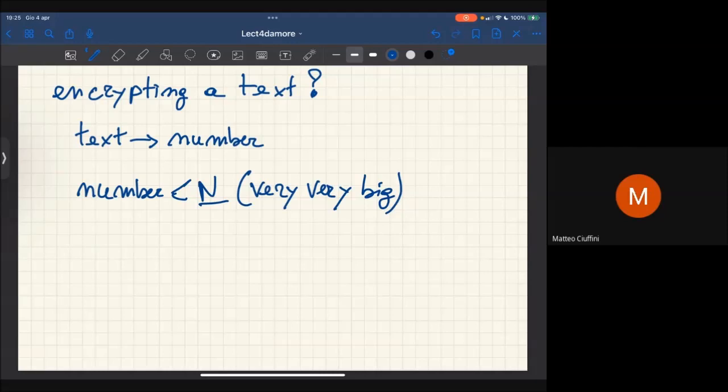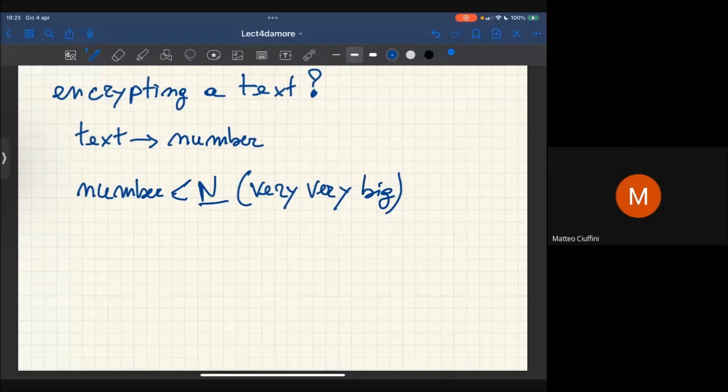So I hope this part is clear enough, but there is another important part. Any question? Okay. Let's step forward.